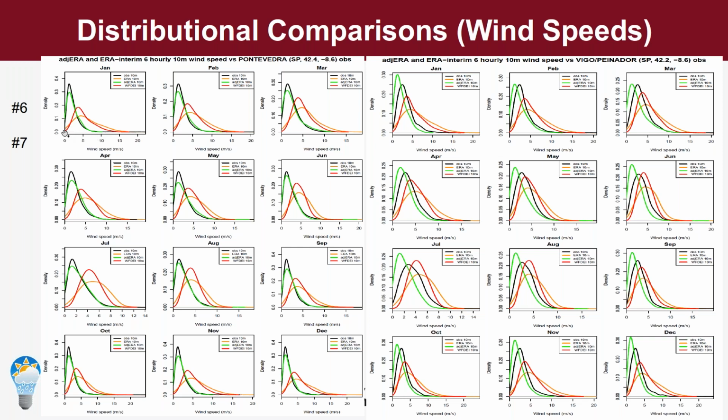In orange is the ERA interim fit for the grid box where that station is on a half by half degree latitude longitude basis.